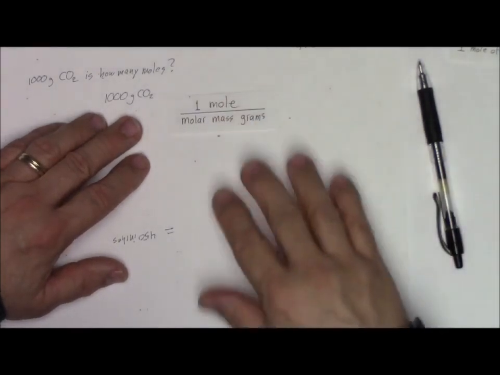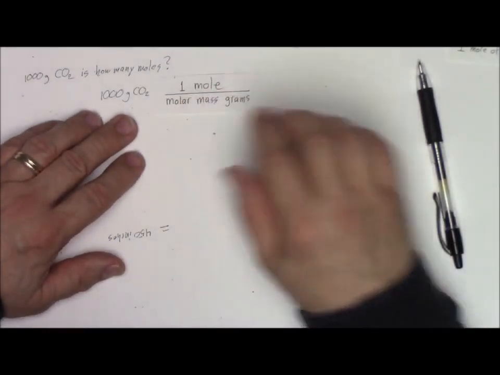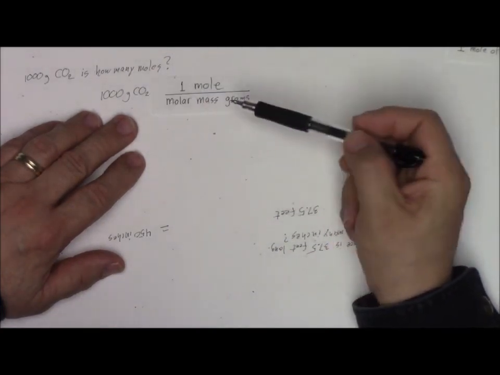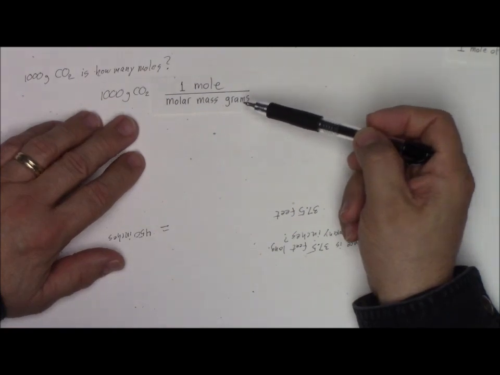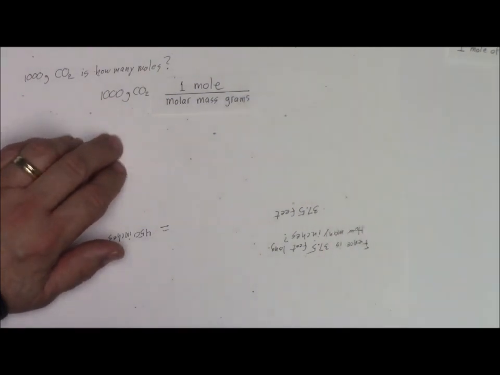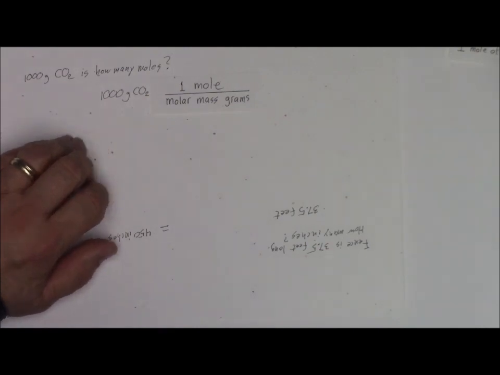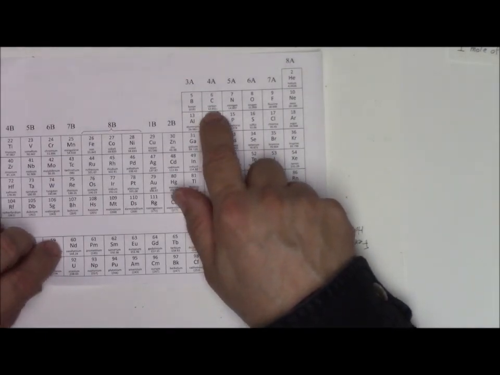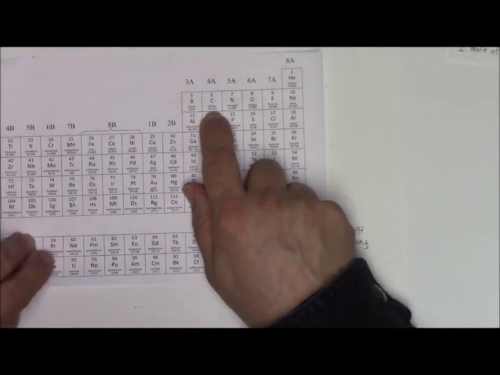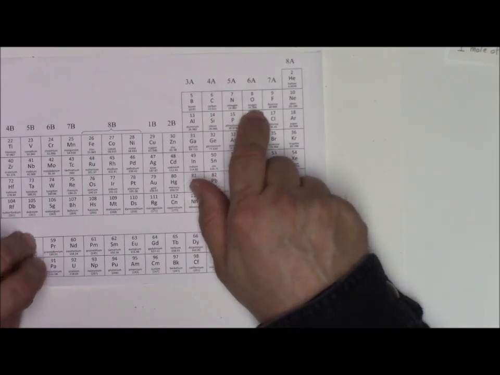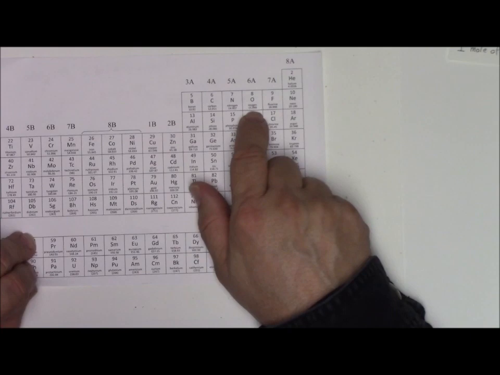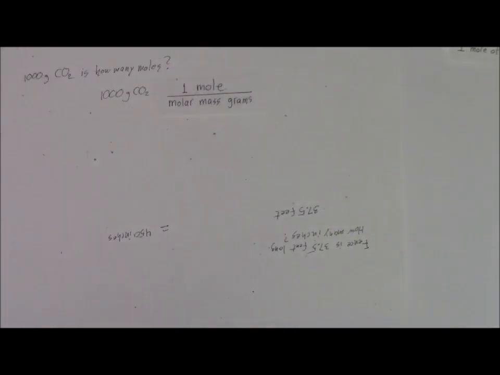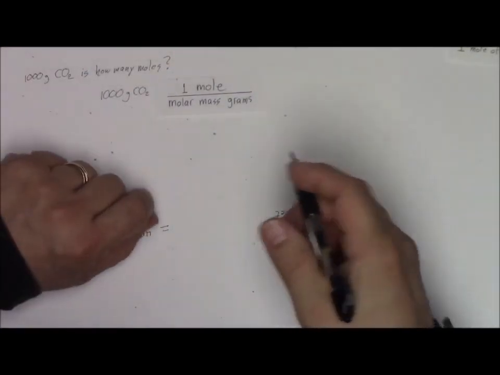So if we want to convert that to moles, we would multiply by this conversion factor, 1 mole over the molar mass of CO2 in grams. Problem is, we don't know the molar mass of CO2, but we can calculate it on the fly. Carbon has an atomic mass of 12.0. Oxygen is 16.0, and we have 2 oxygens, so that means 32 plus 12 is 44.0. So the molar mass of CO2 is 44.0.